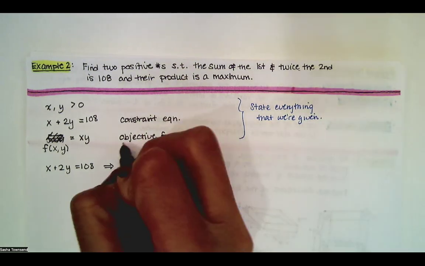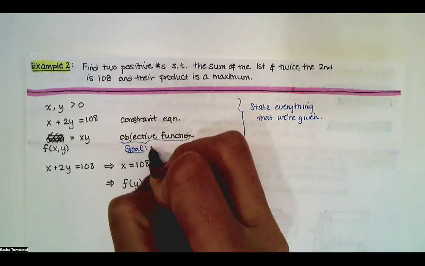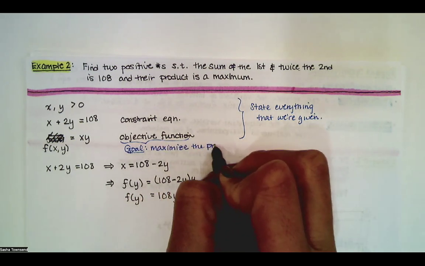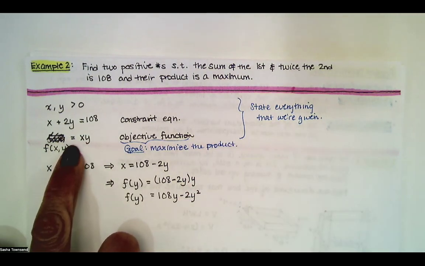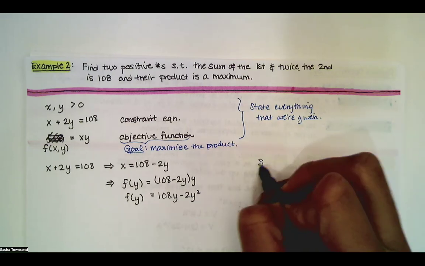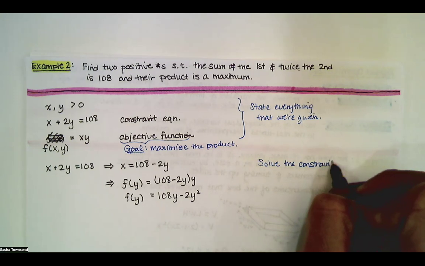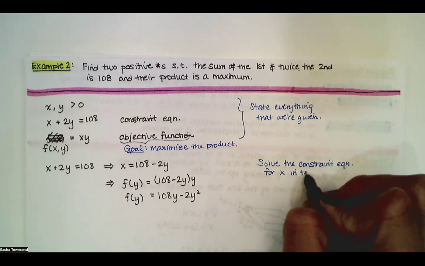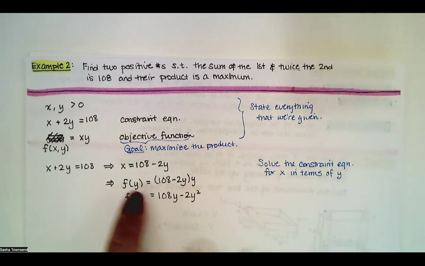And then we should probably state our goal. Our goal is to maximize this function. Now, in order to do that, we need this function in terms of one variable. So we solve the constraint equation for X in terms of Y, or we could have just as easily done Y in terms of X. I let X be in terms of Y to avoid the fractions. I didn't want to have the 1/2 floating around.